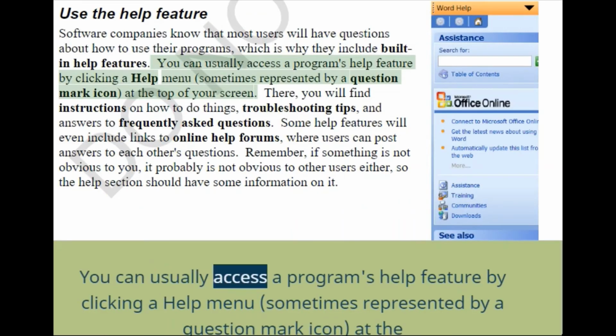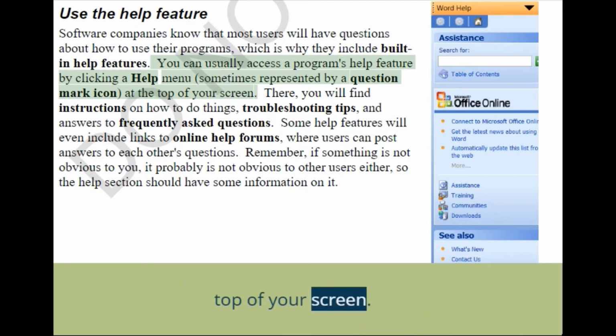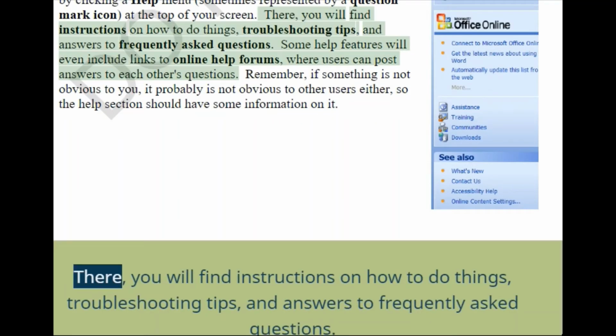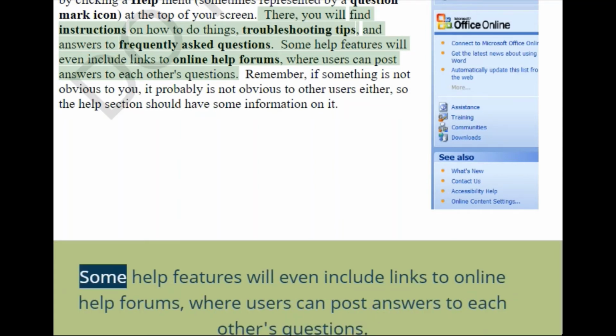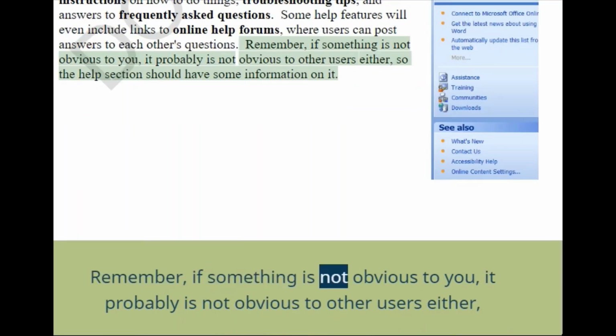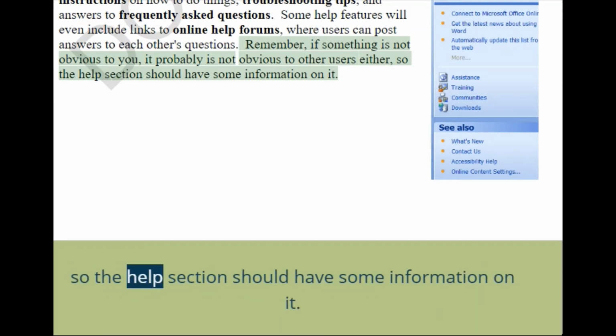You can usually access a program's help feature by clicking a help menu, sometimes represented by a question mark icon, at the top of your screen. There, you will find instructions on how to do things, troubleshooting tips, and answers to frequently asked questions. Some help features will even include links to online help forums, where users can post answers to each other's questions. Remember, if something is not obvious to you, it probably is not obvious to other users either, so the help section should have some information on it.